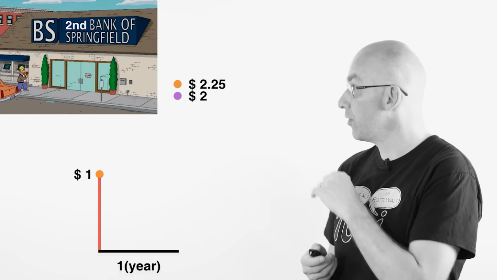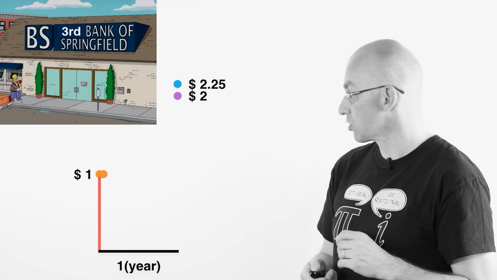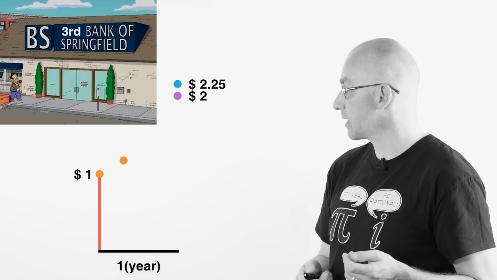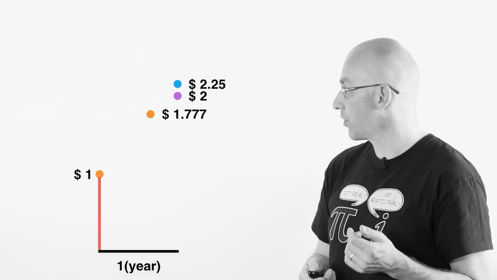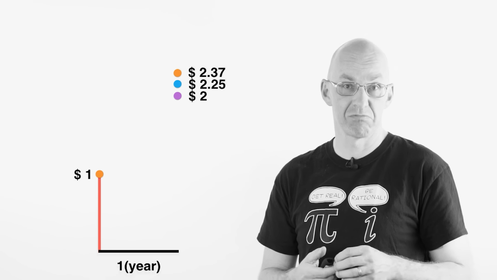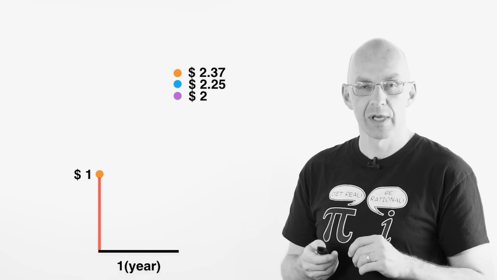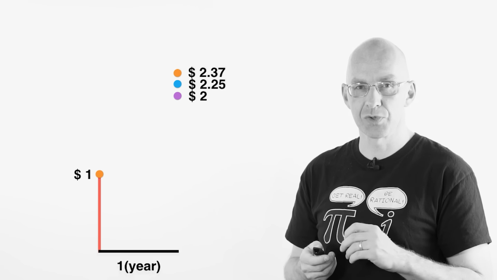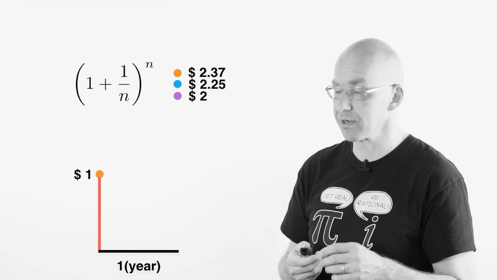Now, at the Third Bank of Springfield, they do it 3 times. So what do you get? After 4 months, you get that. After 8 months, you get that. And at the end of the year, you've got that, even more. And it's actually quite easy to figure out the general formula for this. Well, maybe Homer can't do it, but I can do it. So it's this one here. And you can probably do it too if you're watching this video.